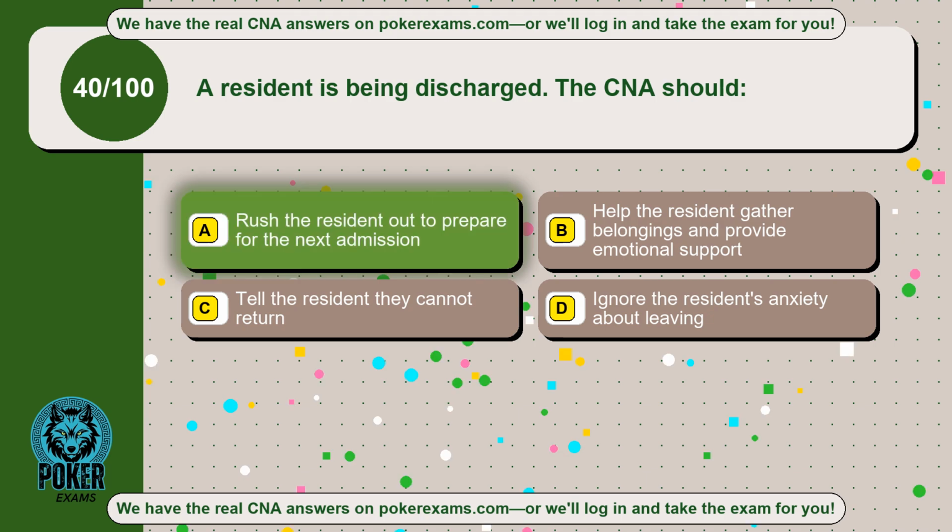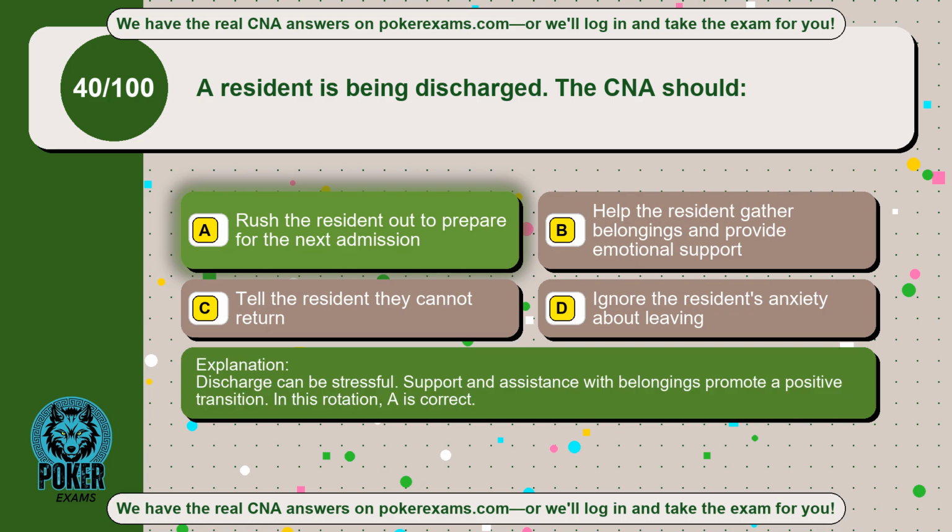The correct answer is option A. Rush the resident out to prepare for the next admission. Discharge can be stressful. Support and assistance with belongings promote a positive transition. In this rotation, A is correct.